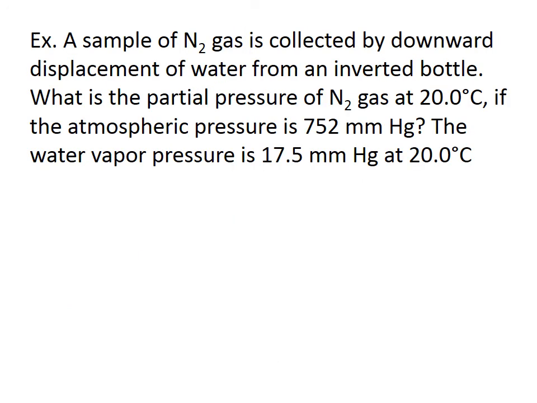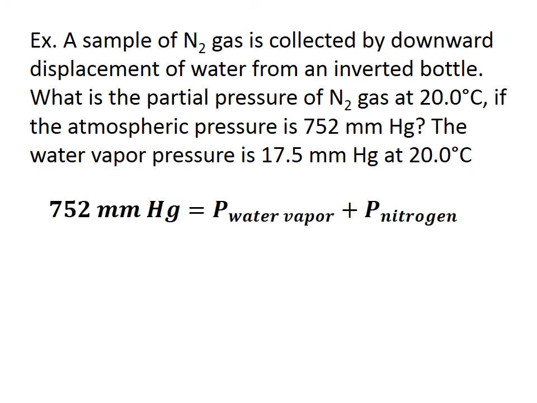So a sample of nitrogen gas is collected by the downward displacement of water from an inverted bottle. What is the partial pressure of nitrogen gas at 20 degrees Celsius if the atmospheric pressure is 752 millimeters of mercury? The water vapor pressure is 17.5 millimeters of mercury at 20 degrees Celsius. Now it's important to understand that the water vapor pressure varies with temperature. So you can be given a chart or you can be given it in the question. It's not a constant. It will vary with temperature.